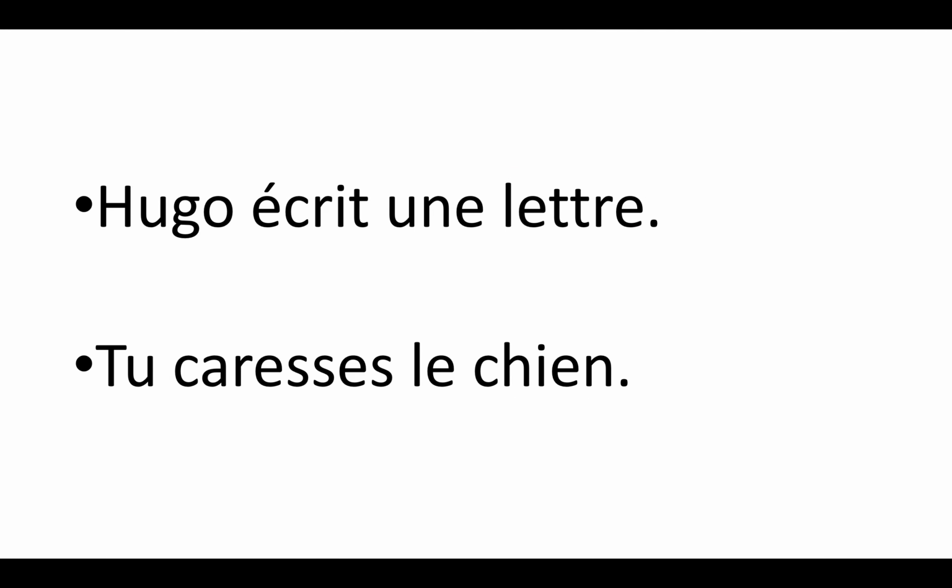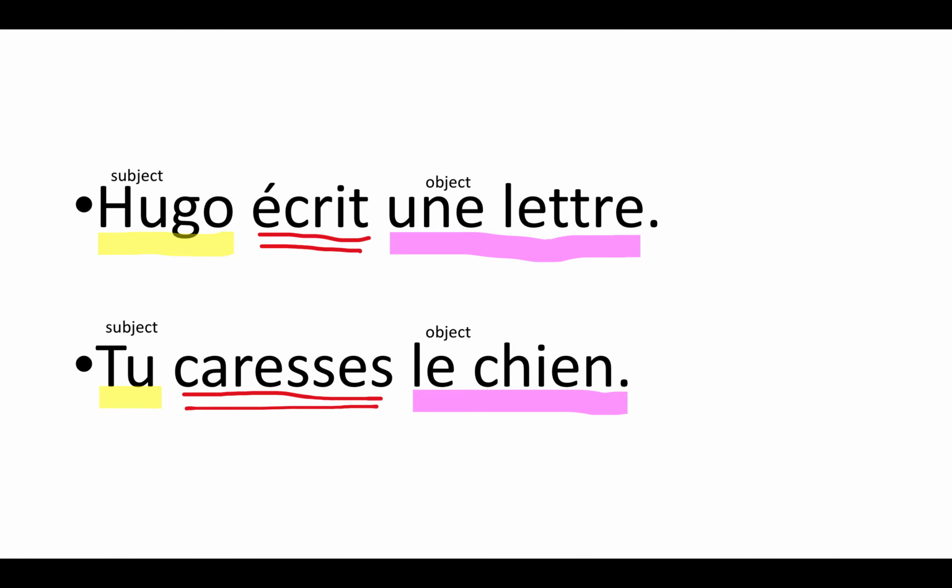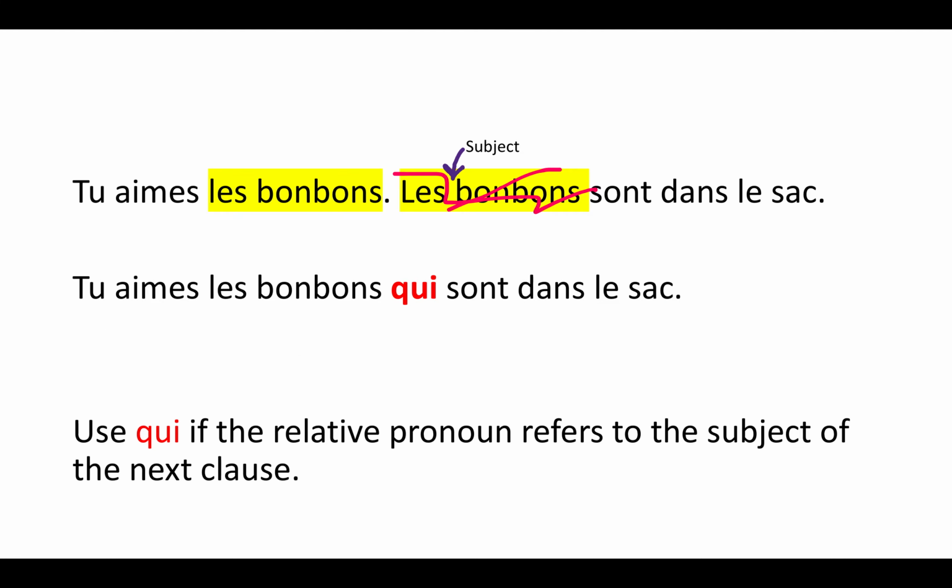So let's have a quick review. Look at these two sentences in French. We have to be able to know what the subject and what the object is. We know that écrit is the verb in one and caresse is the verb in the other. The subject is the person or the thing that does the action of the verb, and the object is whatever is not the subject and whatever is not the verb. Hugo écrit une lettre. Une lettre is the object. Tu caresses le chien. Le chien is the object.